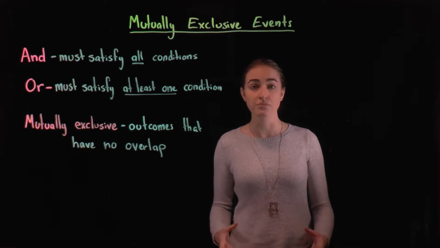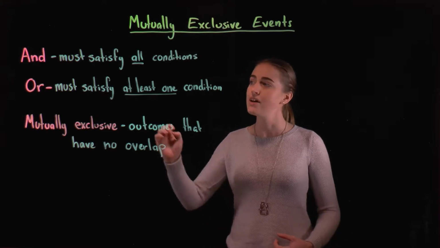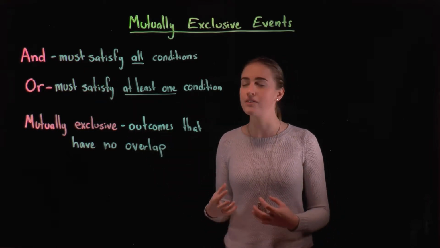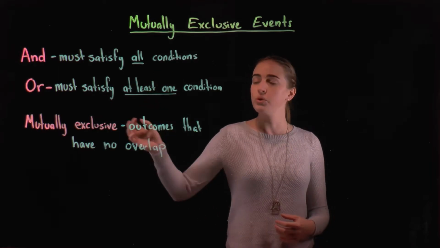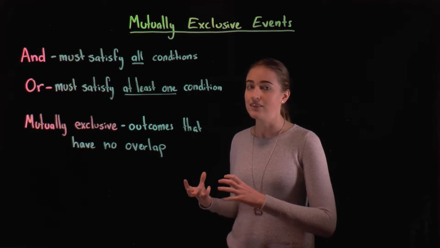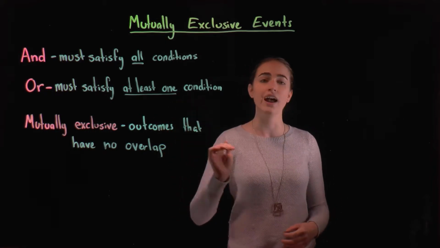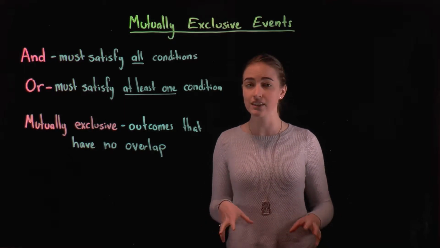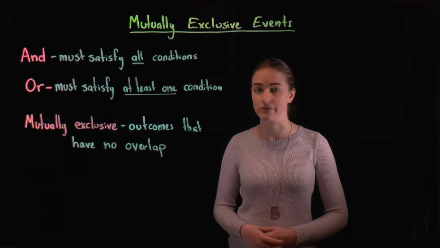If we're looking at probability and we've got an event A and an event B, then our outcomes have to satisfy all of those conditions. If we're looking at the word "or" instead, and we're saying the probability of it being A or B, then it has to satisfy at least one of them. It doesn't necessarily have to satisfy both of them. It could, but it has to be at least one of them.